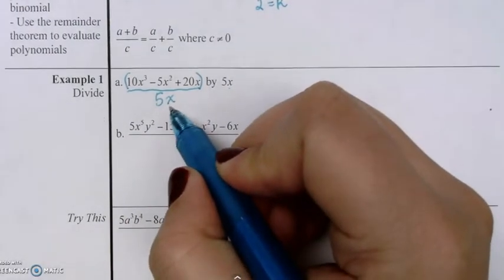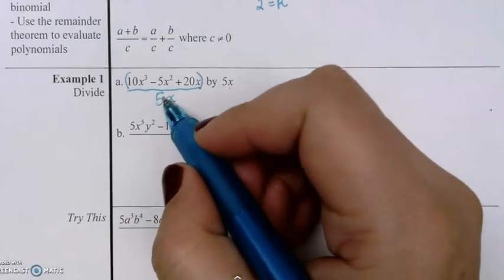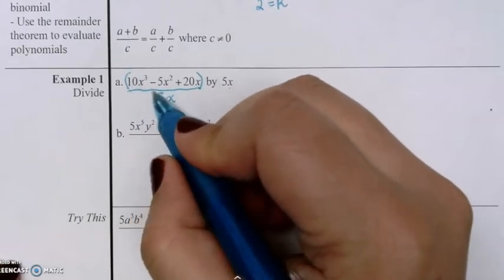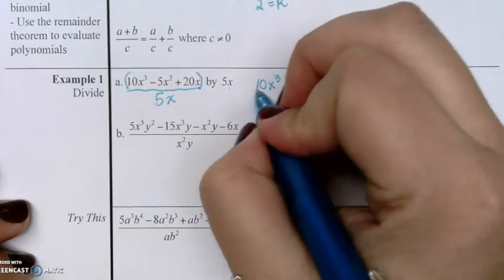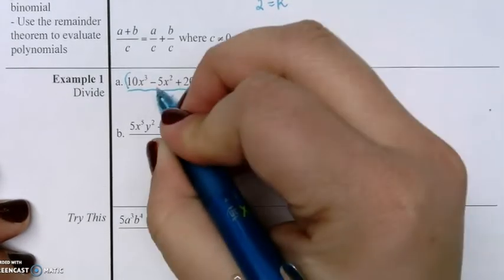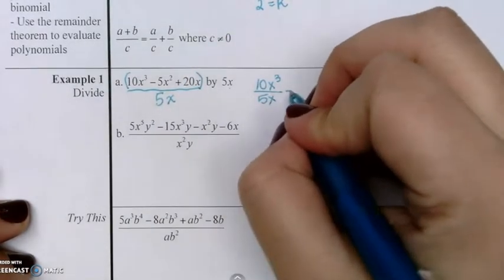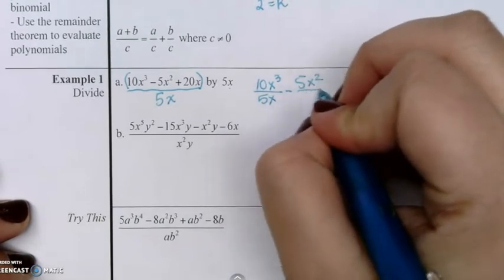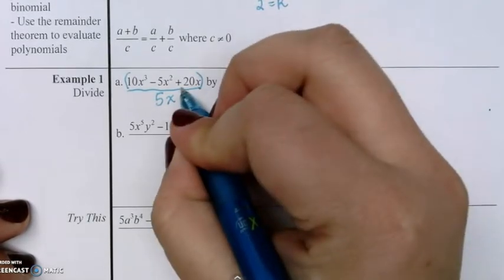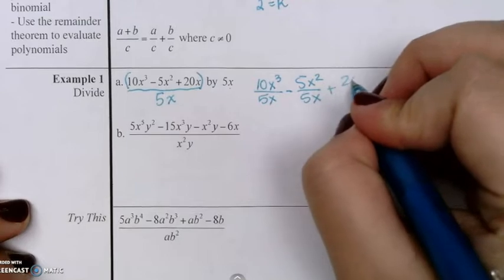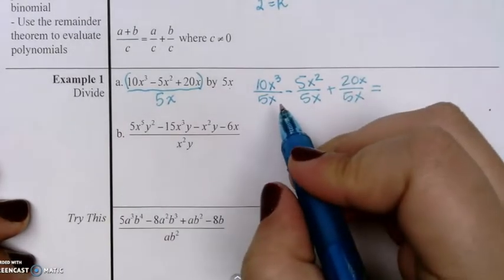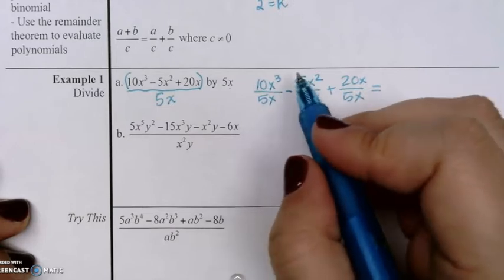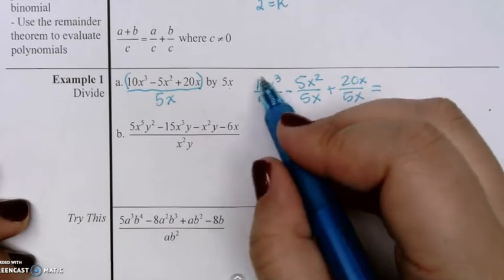monomial, only one term. And what that means is I can divide each term by that denominator. So I can take 10x cubed divided by 5x, subtraction, so we say minus 5x squared divided by 5x, and then plus 20x divided by 5x. We call this term-wise division. I'm dividing each term by 5x. And from here it's simplifying.